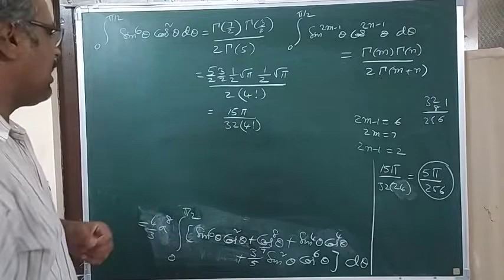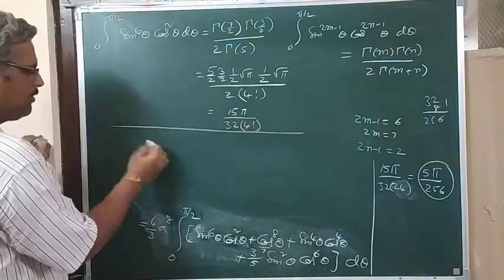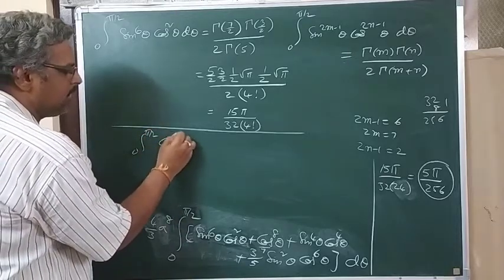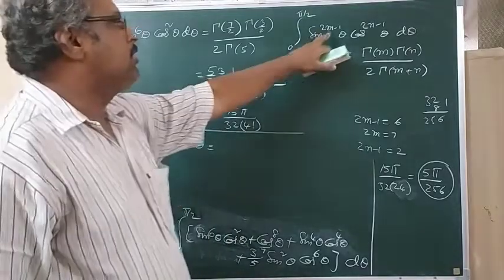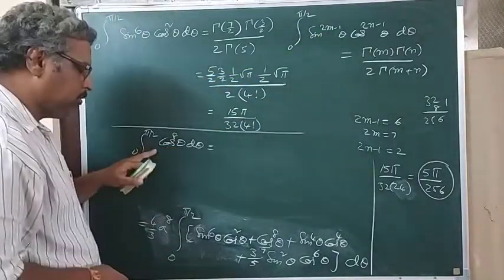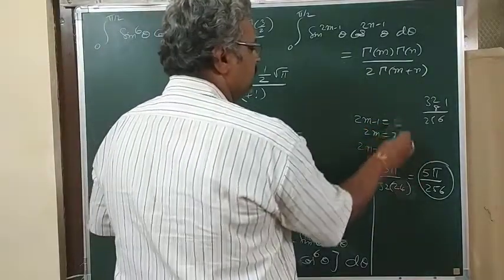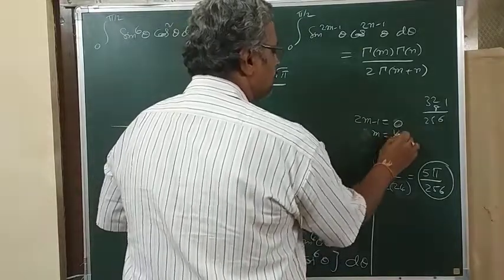Okay, now we will evaluate the second integral. Integral 0 to pi by 2 cos power 8 theta d theta. Here, observe, 2m minus 1 equals 0. There is no sine term. 2m minus 1 is 0, m equals 1 by 2.